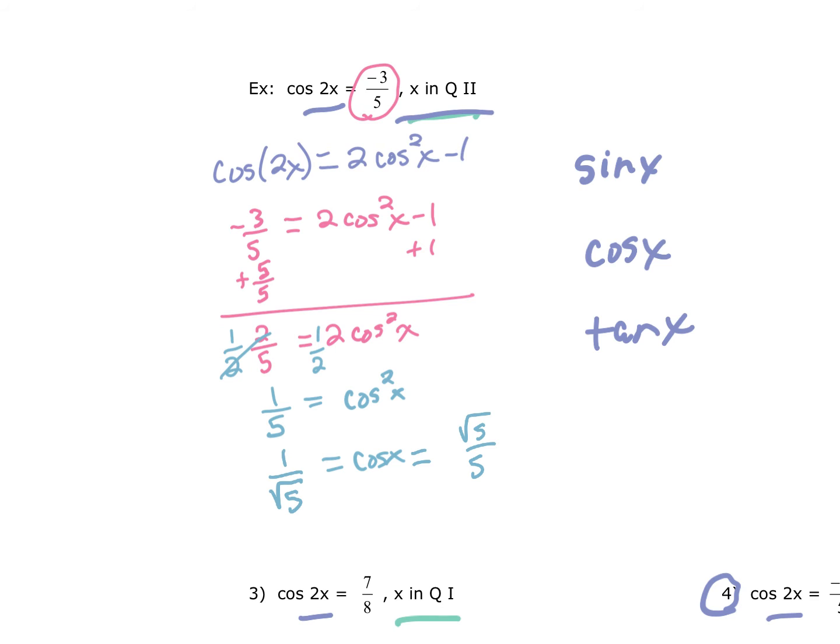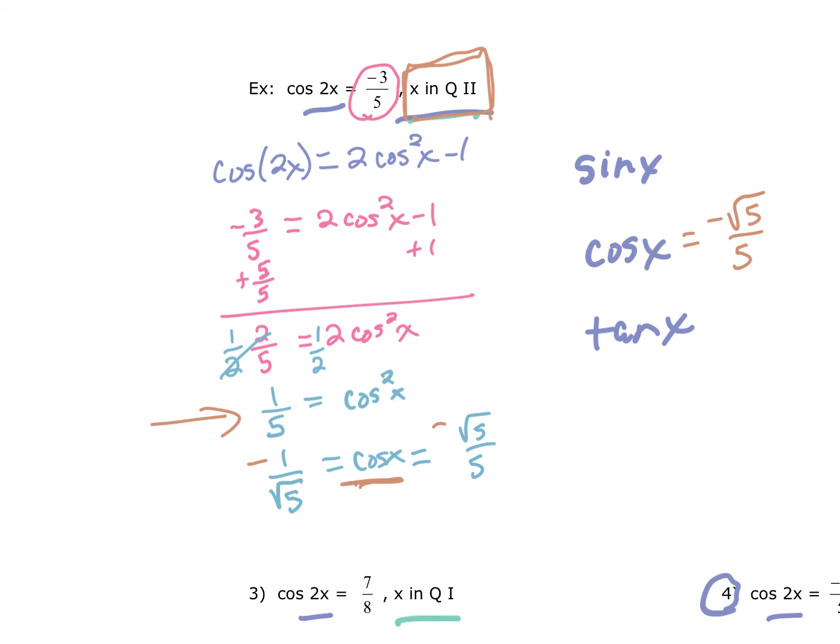Now, we do have to decide on signs. In this particular step, we took the square root of both sides in order to solve, so you have to consider the positive or the negative. Our single angle, we're told, is in quadrant 2. Cosine values in quadrant 2 are negative. So this is going to be a negative square root of 5 over 5.